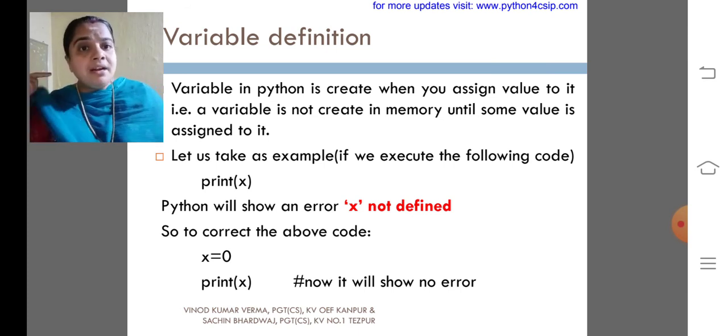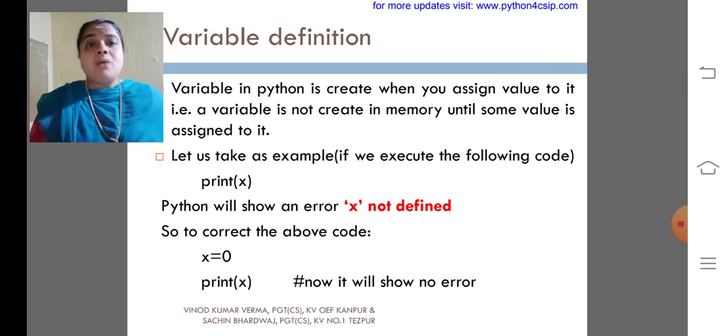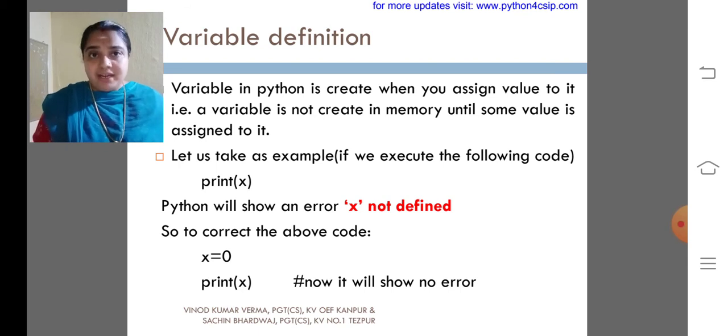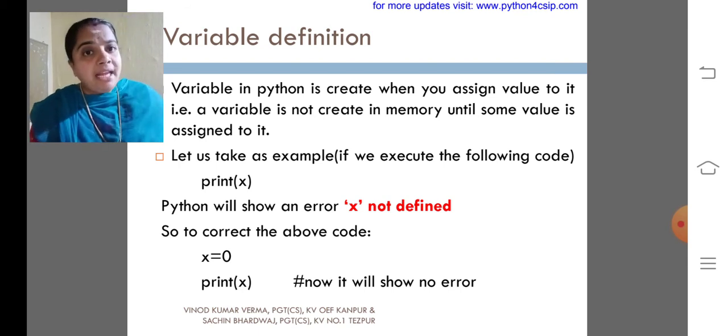Look at the next one. Take one example for x. We are trying to print the x value without assignment. So what error will we get? X is not defined. So the definition happens for a variable only when it is assigned with some value.